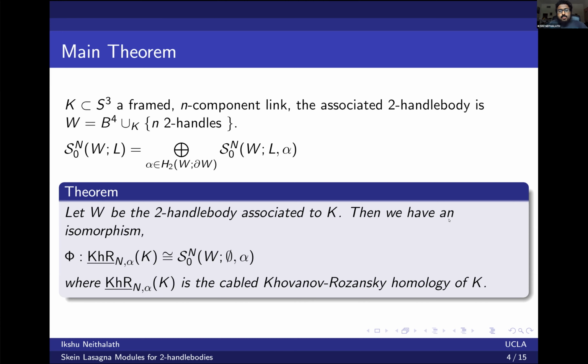Okay. So let me give some calculations that we can do with this. What I want to do is compute the Skein Lasagna module of some 4-manifolds, say some 2-handle bodies, using this theorem. To do that, I'm going to have to compute the cabled Khovanov-Rozansky homology of the link that it comes from, which roughly means computing the Khovanov-Rozansky homologies of an infinite family of cables on that link.